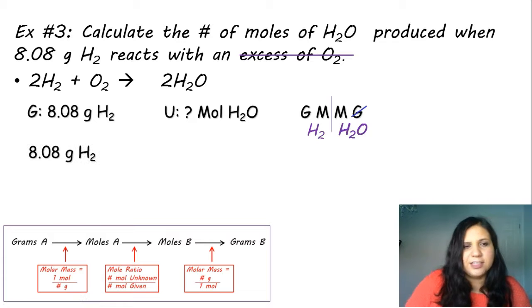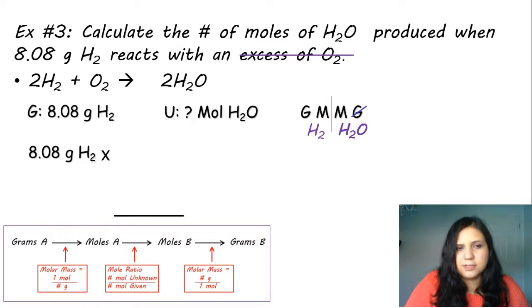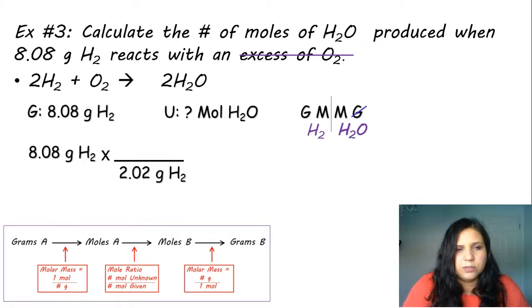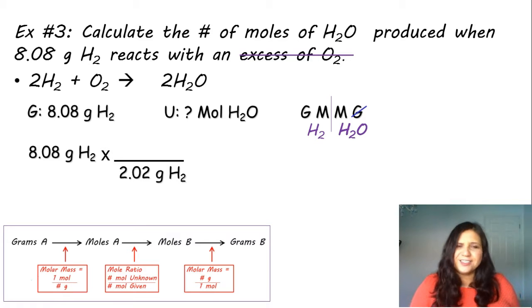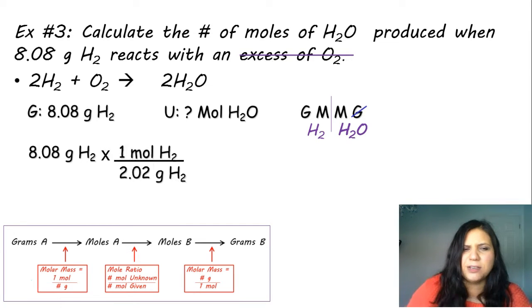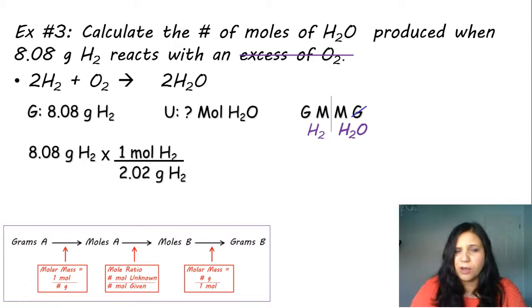So we'll start with our given. It's 8.08 grams of hydrogen times, we need the molar mass. So the number of grams of hydrogen is going to go to the bottom. I got 2.02. How did I do that? Well, I've got 2 hydrogens. Each one is 1.01, so that's 2.02. And that's going to be equal to 1 mole of hydrogen. Remember, it's always equal to 1 mole when you're finding the molar mass. Don't look at that coefficient. Not yet. Okay, so that cancels out the grams of hydrogen.